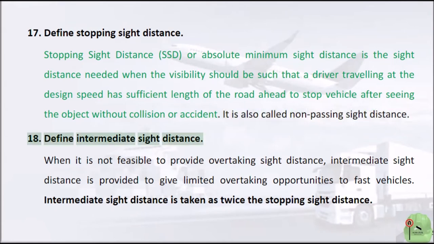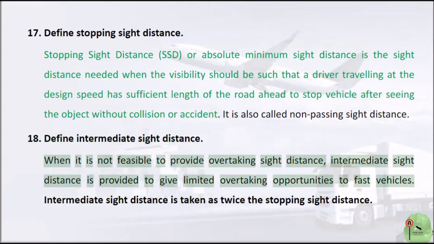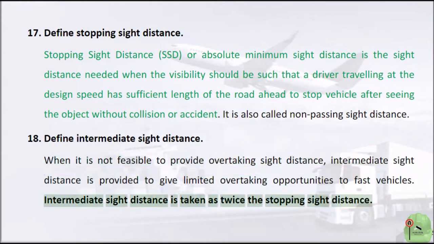Define intermediate sight distance. When it is not feasible to provide overtaking sight distance, intermediate sight distance is provided to give limited overtaking opportunities to fast vehicles. Intermediate sight distance is taken as twice the stopping sight distance.